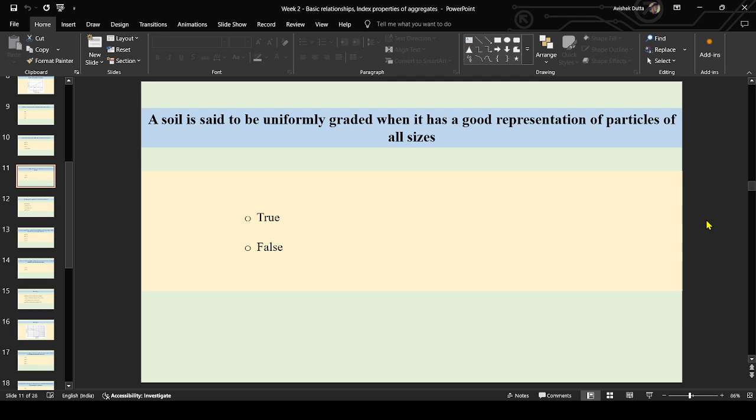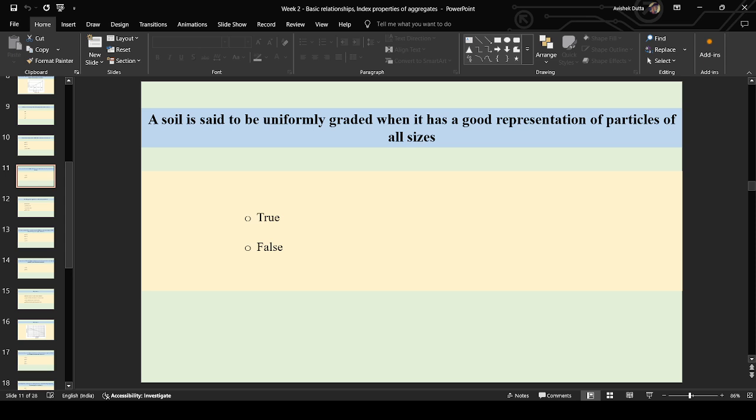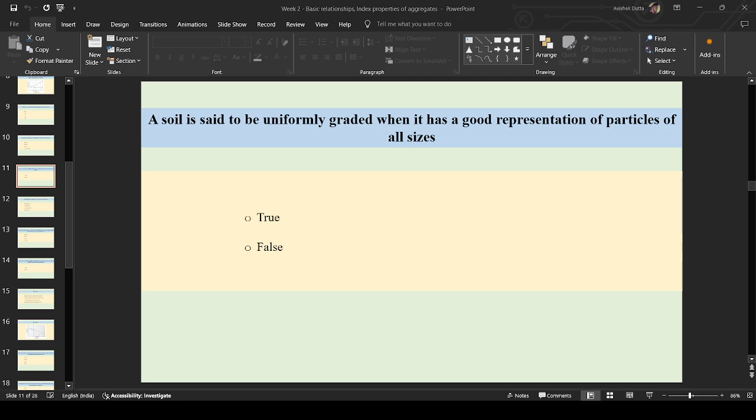I repeat, a soil is said to be uniformly graded when it has a good representation of particles of all sizes. Is this statement true or false? Next question.